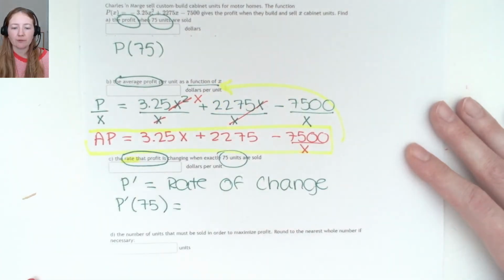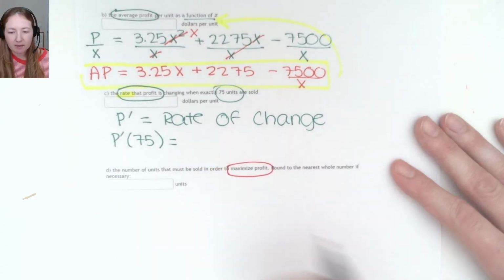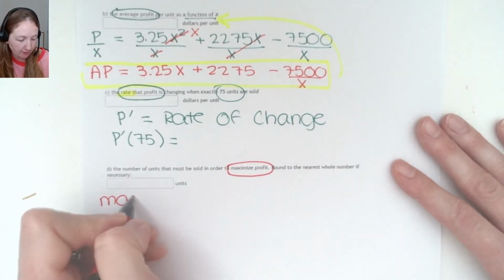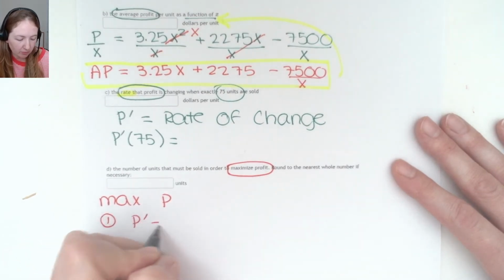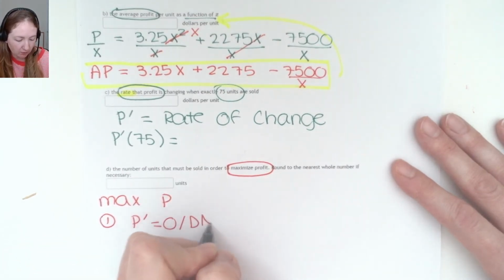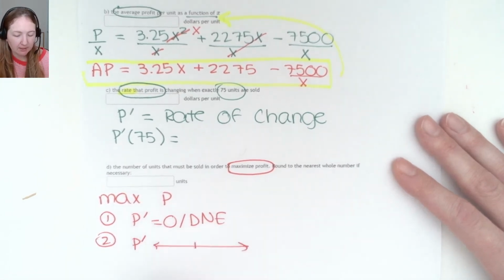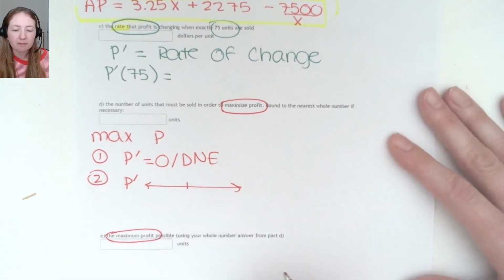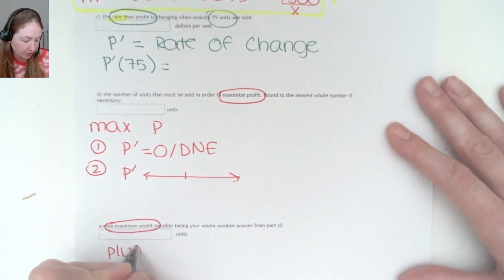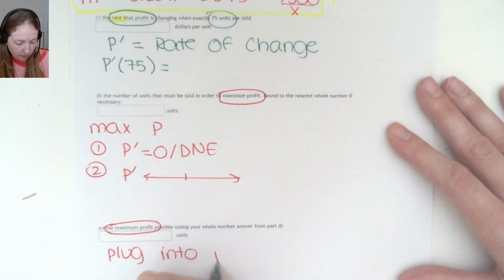Also in part D, just really quickly, when it says to maximize profit, you are trying to maximize the profit function. So because of that, you will take the profit function's derivative, set it equal to 0, and then draw your derivative number line and test a point to the left and to the right. And then when it says what is the maximum profit, you will just plug whatever number you get here for part D into the profit function.